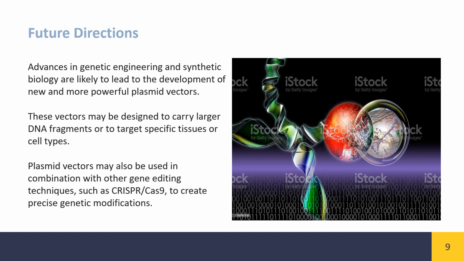Some of the future directions. Advances in genetic engineering and synthetic biology are likely to lead to the development of new and more powerful plasmid vectors. These vectors may be designed to carry larger DNA fragments or to target specific tissues or cell types. Plasmid vectors may also be used in combination with other gene editing techniques, such as Cas9, to create precise genetic modifications.